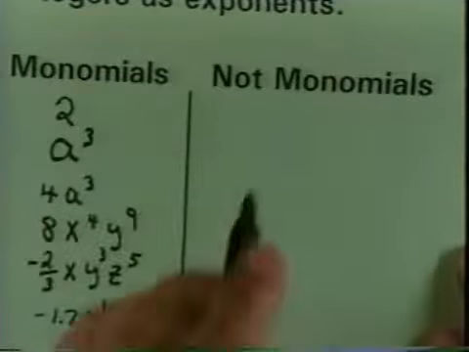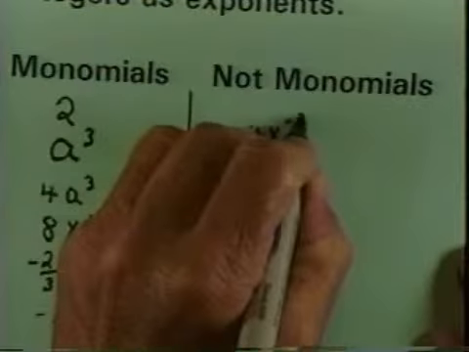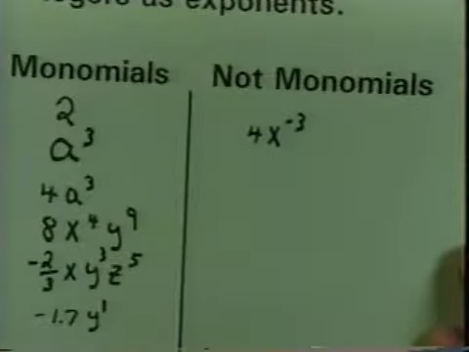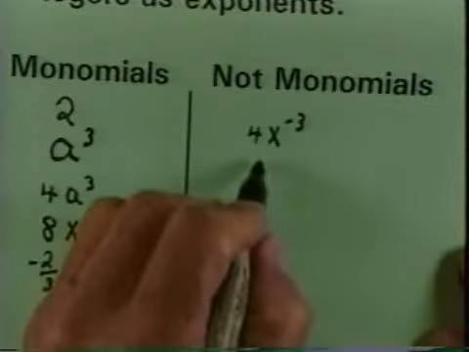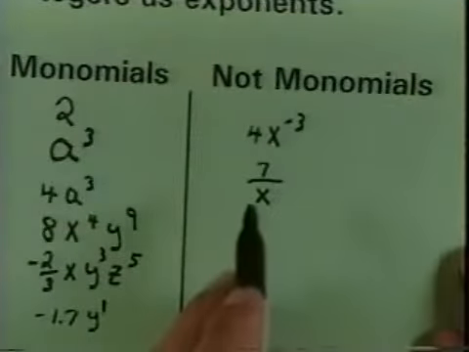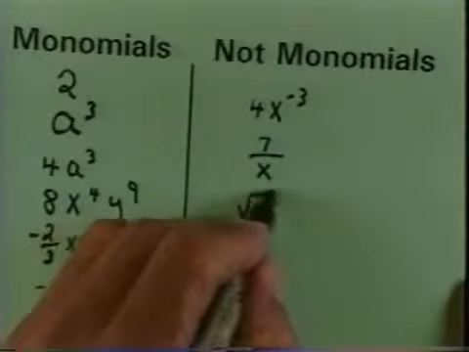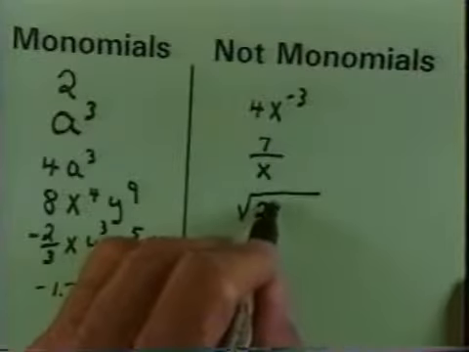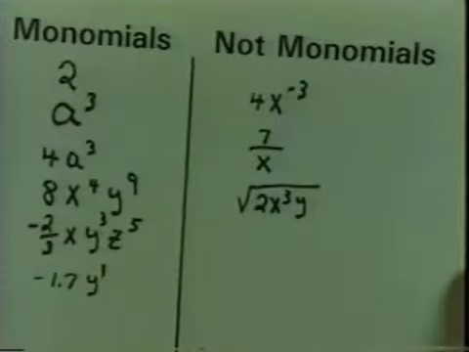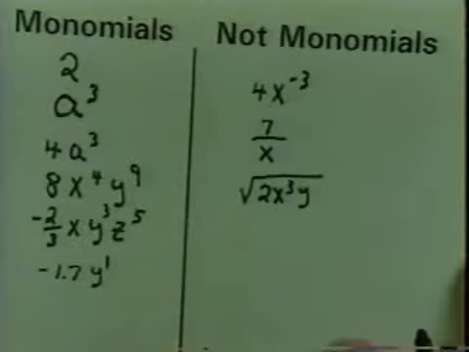Some things that are not monomials include 4x to the negative 3. The exponent is not a positive integer. 7/x is not a product, it's a quotient. Anything involving square roots would not be considered a monomial, even though it would be considered one term. So those are some things that are not monomials.